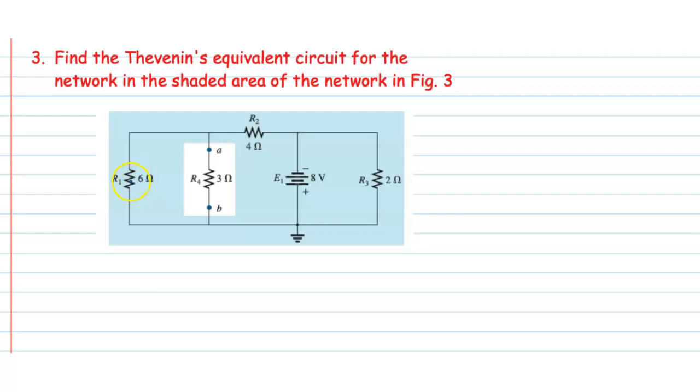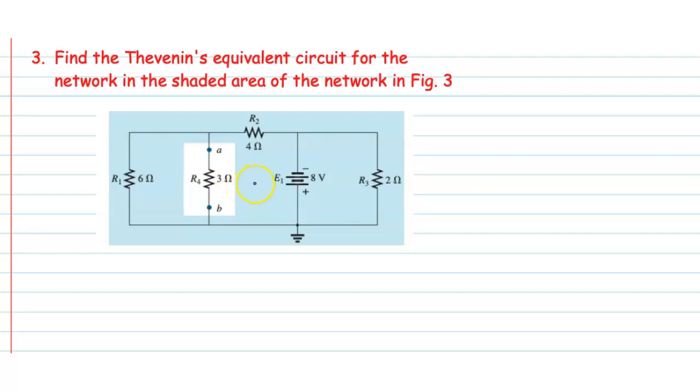Hello students. So this is question number 3 based on Thevenin's theorem. In this circuit the voltage is applied here, and one resistance R3 is here, R2 is here and R1 is here, and this R4 is the load resistance. That means we have to find out the open circuit voltage here.